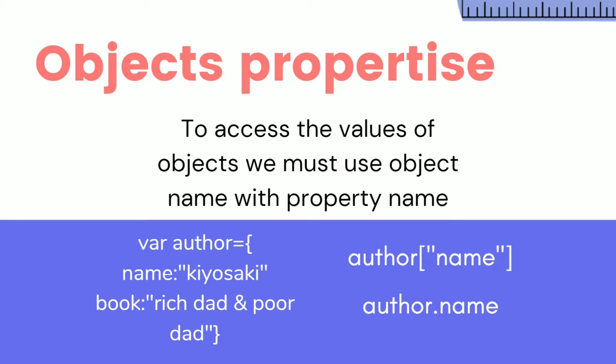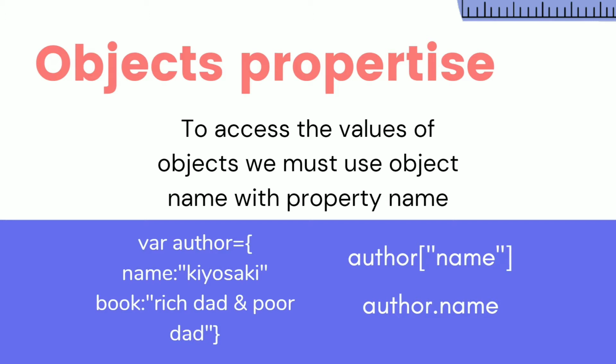To access the name of an author using square brackets, we have to use the variable name author and then the square brackets. In the square brackets, we have to mention the property in the format of a string. What are the properties? We have two properties here: property 1 is name, property 2 is book. Property 1 is name, and we have to mention that name in the format of a string.